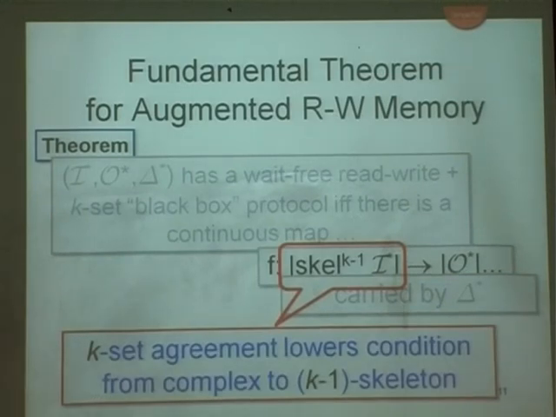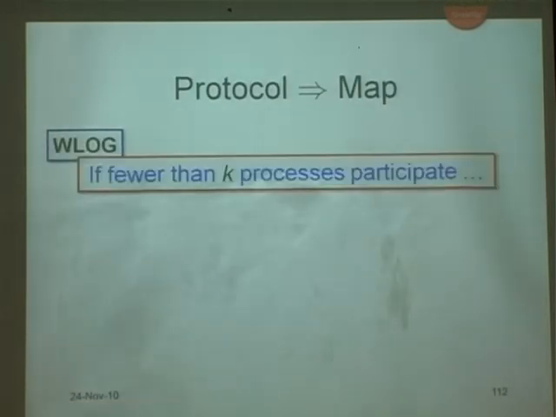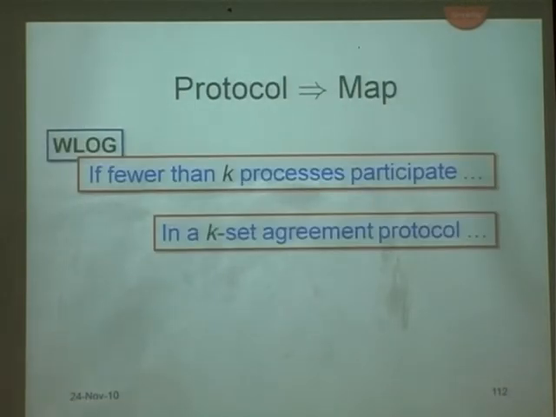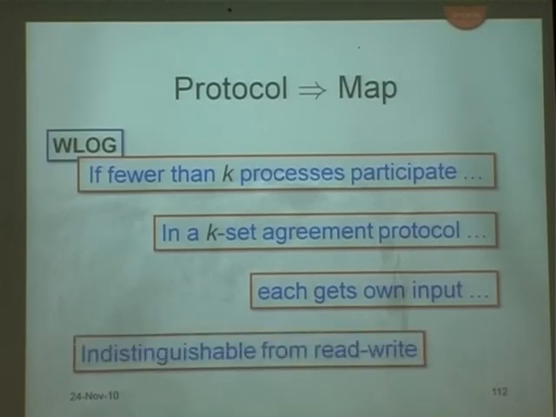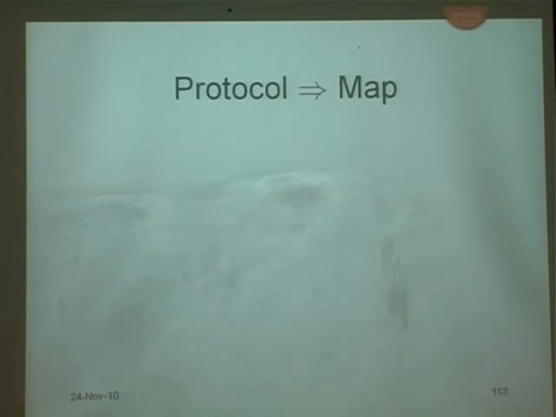So we're lowering the condition from the entire complex to the skeleton. And so we can say, well, what does it mean to do case-set agreement with fewer than k processes? Well, without loss of generality, we'll say you get your own value back. And so that's the same as read-write.